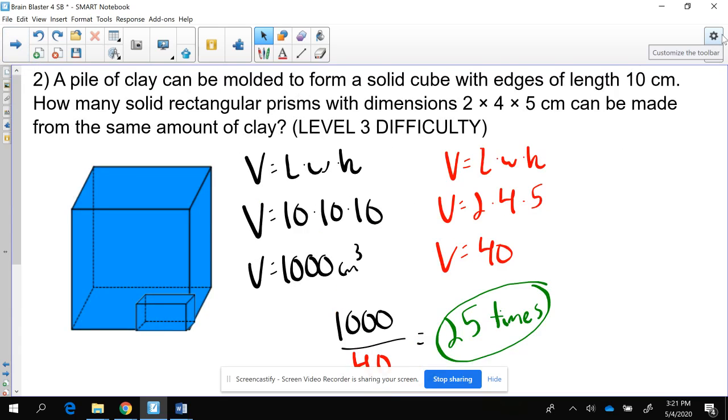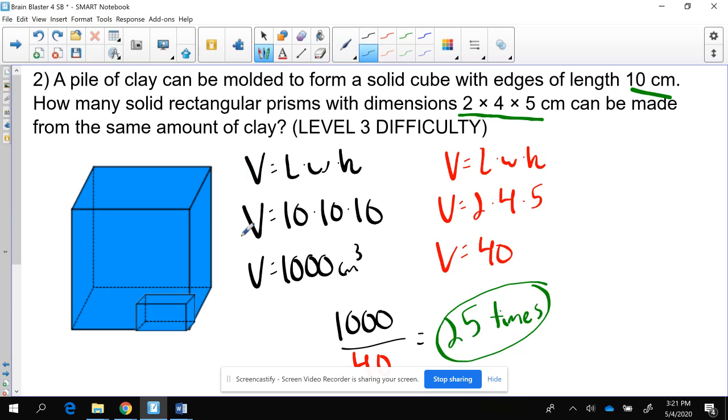Okay. It says a pile of clay can be molded to form a solid cube with edges of length 10 centimeters. How many solid rectangular prisms with dimensions 2, 4, and 5 can be made from the same amount of clay? This one here, we're going to find the volume of the larger cube, which is 10 by 10 by 10. I like to say area of the base times height, but you could also say length times width times height, and that's going to be 1,000 centimeters cubed.